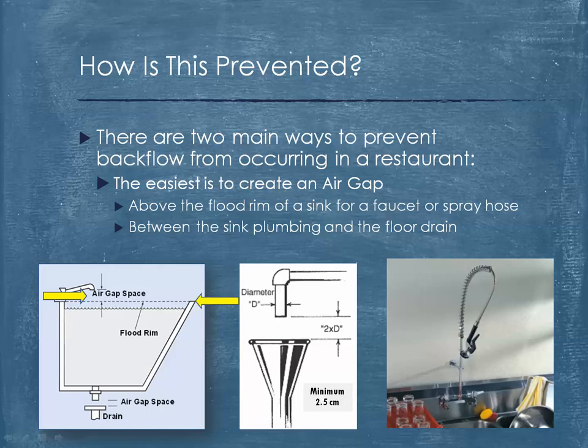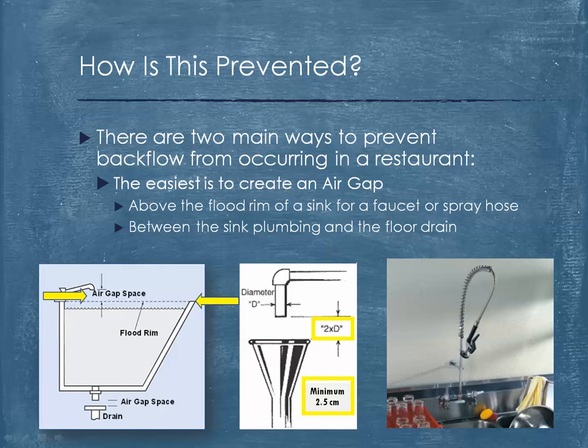Typically, this is the top of the sink, as shown here. The distance between the water supply, or faucet in this example, and the flood rim should typically be 2 times the diameter of the inlet, or a minimum of 2.5 centimeters. Therefore, a 2.5 centimeter inlet should have a minimum 5 centimeter air gap.